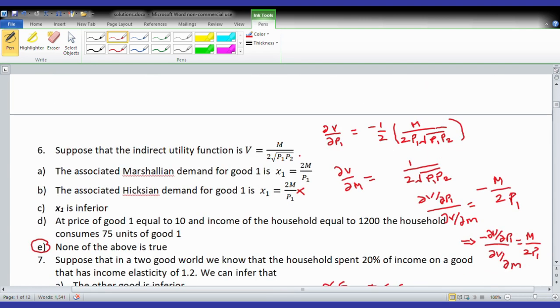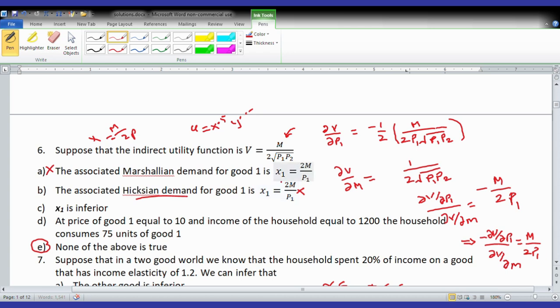And then we have question 6. This is the indirect utility function that we had derived for the Cobb-Douglas utility function u equals x raised to the power 0.5 and y raised to the power 0.5, and we know that in this case the Marshallian demand curve for x is equal to m divided by 2px, and given this, this cannot be the answer. Similarly, this cannot be the answer for the reason that income is not an argument in the Hicksian demand function.